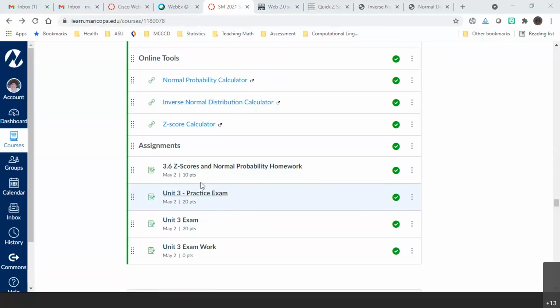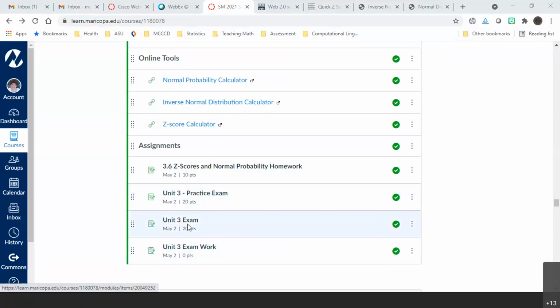So remember how this works. There's a practice exam that you can do as many times as you want. And when everybody's done, when the due date passes, I will give everybody the 20 points for this practice exam, regardless of what you scored on it. So your score on the practice exam will not influence your grade negatively.